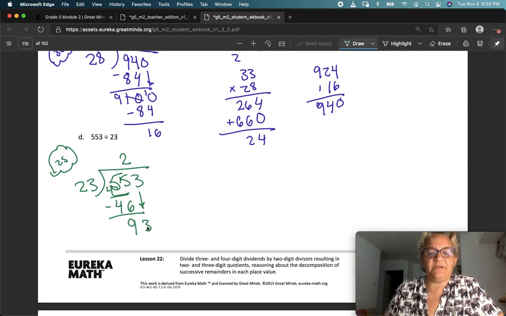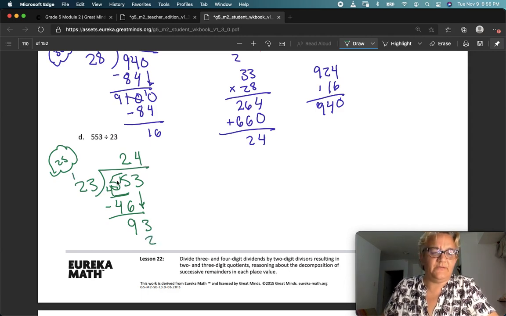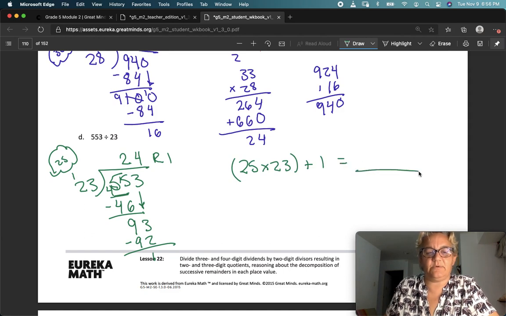Well, how many times is 23 going to go into 93? I think about 3 times, but maybe 4. Let's try 4. 4 times 3, now that was a little bit of an educated guess on my part. 4 times 3 is 12, carry the 1. 4 times 2 is 8, plus 1 is 9. Oh, there we go, I was pretty close. And 1 remainder. Okay, so to check our work, we take the quotient times the divisor and add the remainder, and it should equal our dividend. Let's check our work.